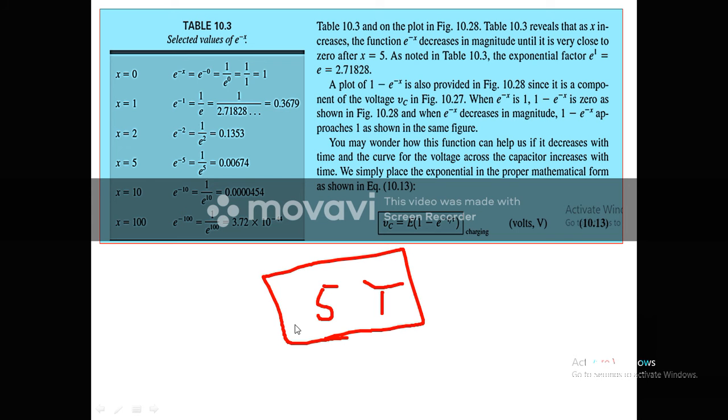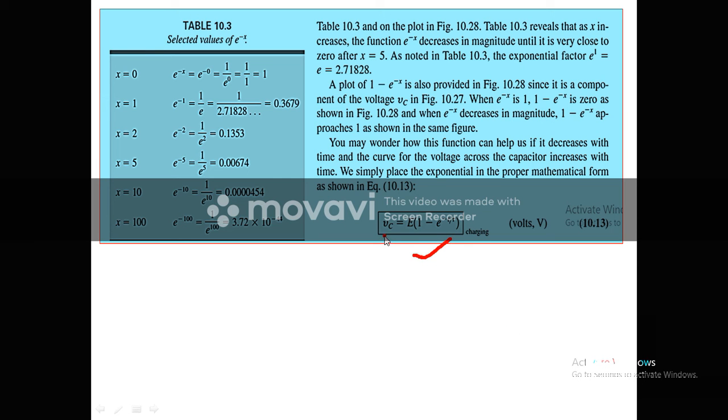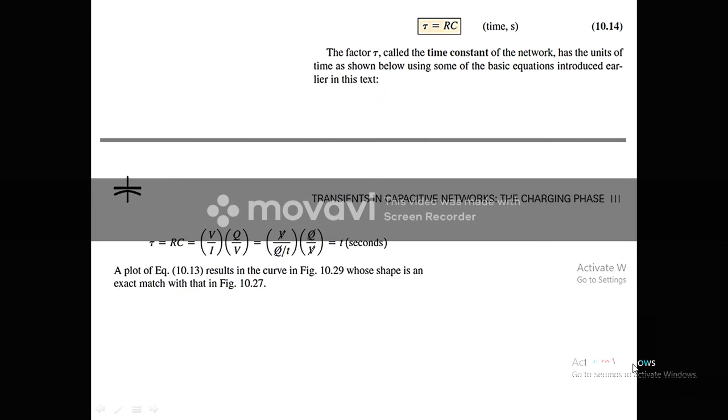It has been experimentally proved that 5 tau is the time required to completely charge or completely discharge the capacitor. So here is the expression for the voltage across the capacitor in the charging phase. As I have told you, tau is equal to RC, and the unit of tau is second.